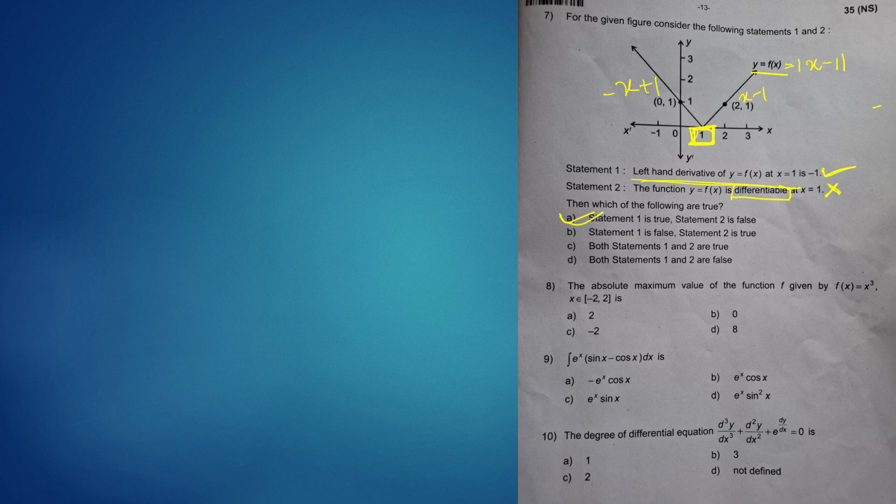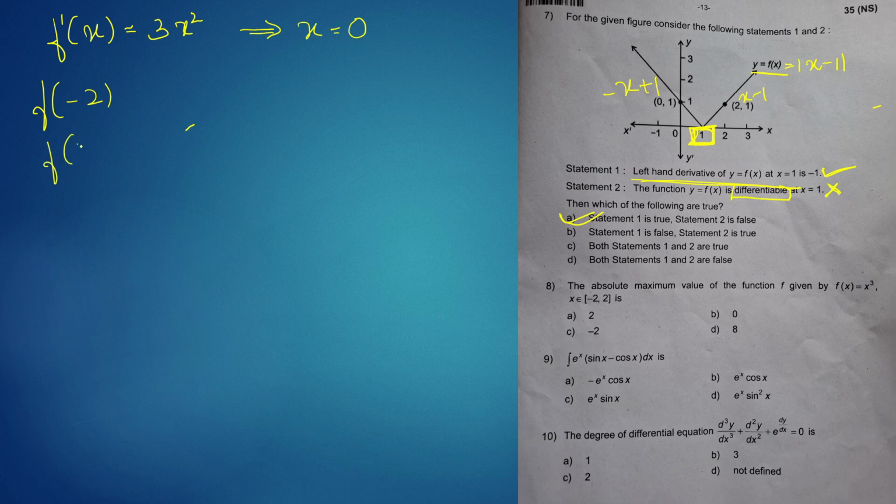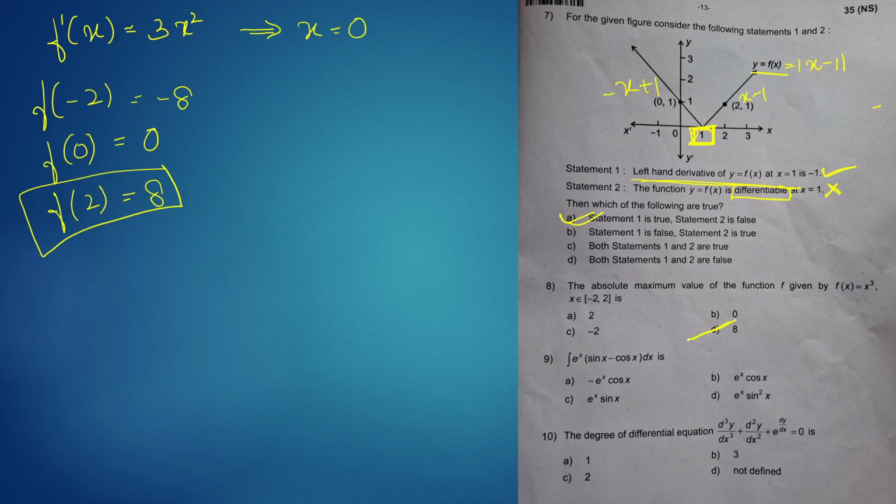Next, to find the absolute maximum value, first let us differentiate the given function. F dash of x is 3x square. If we consider f dash of x equal to 0, we get the value of x as 0. To find absolute maximum value, we have to find the corner points as well as the critical point. So we have to find the values of f of minus 2, f of 0 and f of 2, which will be minus 8, 0 and 8 respectively. Among those, the maximum value is 8. That is option D.